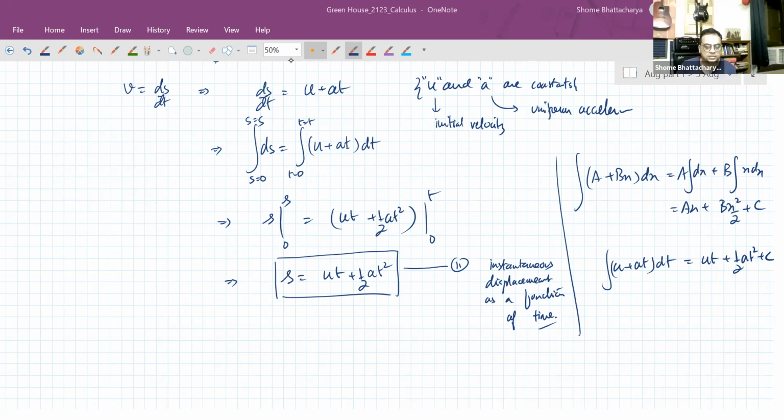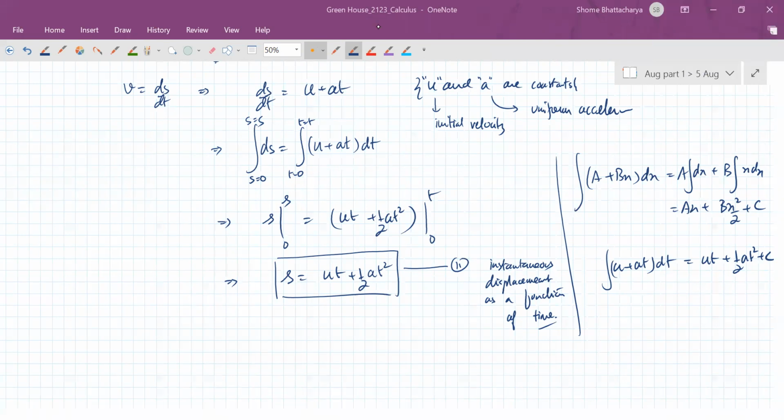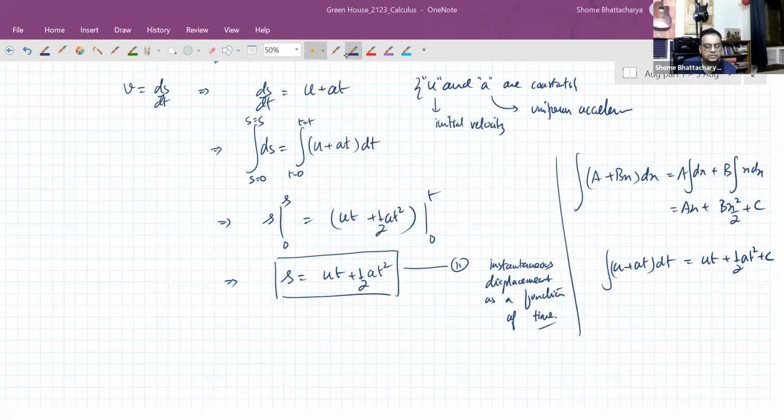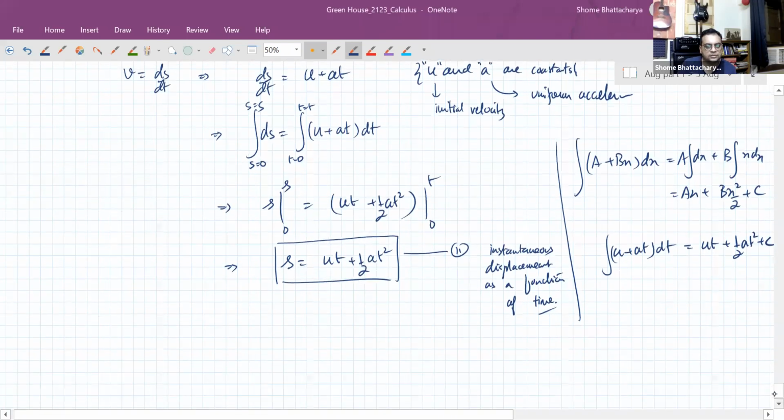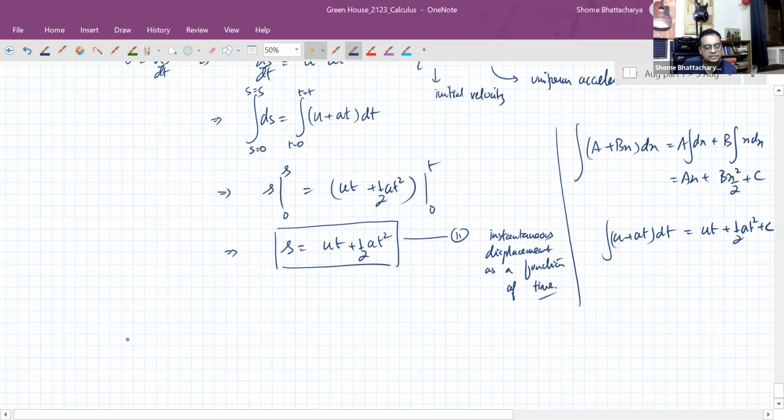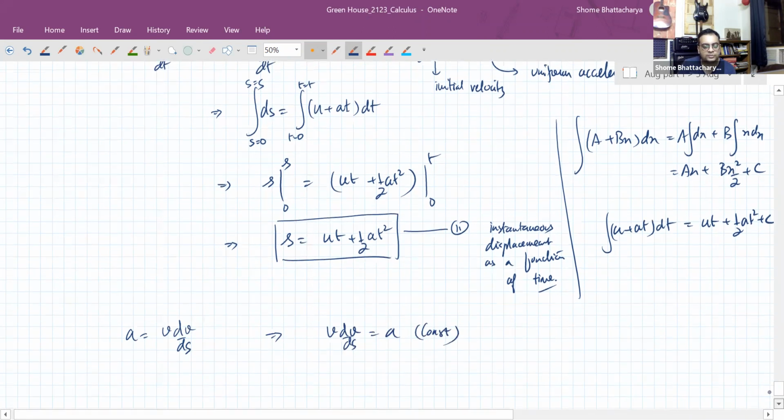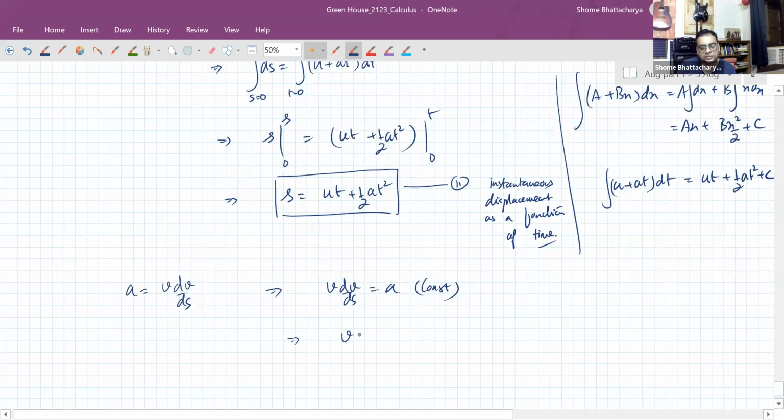Okay, so this one is clear, na? This derivation. Yes, sir. And finally, we move to the third one, which is actually a very simple equation. So in the third one, we'll be using that definition of acceleration, instantaneous acceleration in terms of dv by ds. So here v dv by ds, which is a, is a constant, because acceleration is a constant. So now if we cross multiply and integrate, we will get that third equation, that v square is equal to u square plus 2as, that one.